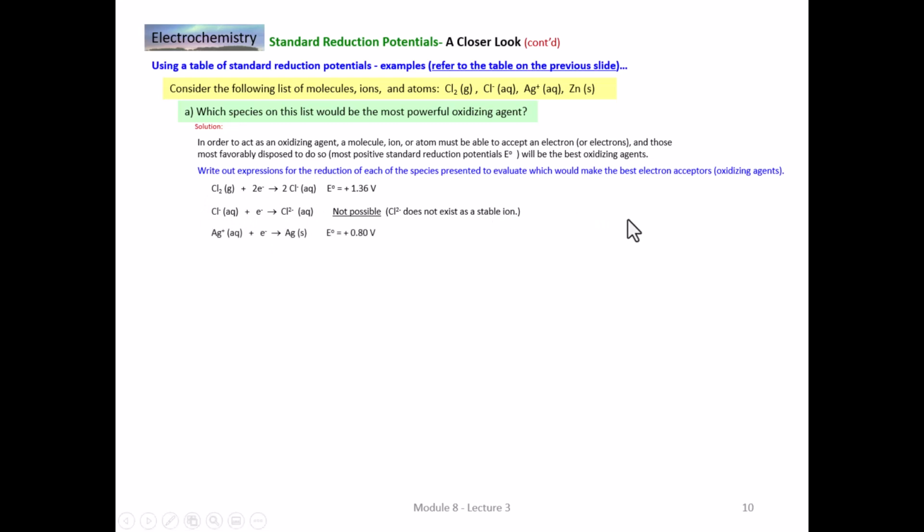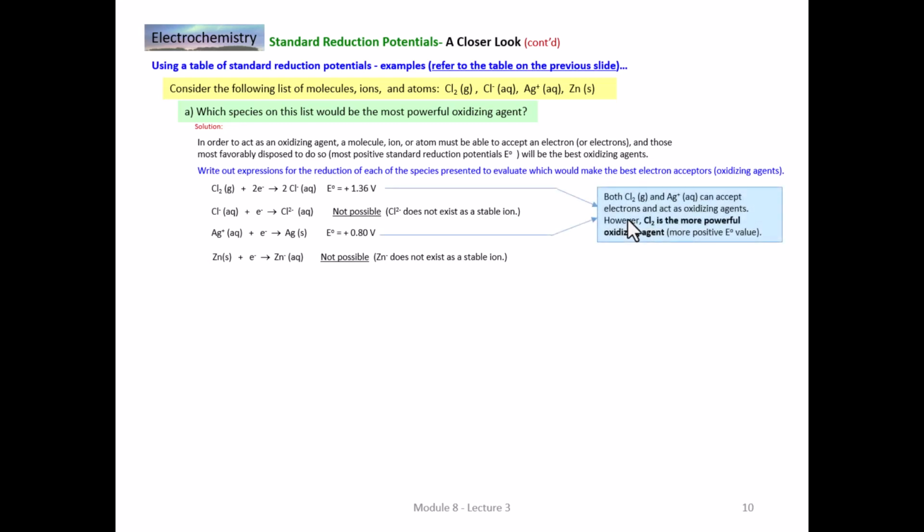How about silver ion being reduced to silver metal? Well, sure, we can find that on the table. It has a standard reduction potential of plus 0.8 volts. Finally, how about zinc metal picking up an electron to form a Zn- ion? Well, we're going to cross that one off the list. Remember, metals typically form positive ions. They're good at losing electrons. So that leaves us with the reduction of chlorine, Cl2, and the reduction of silver plus ion.